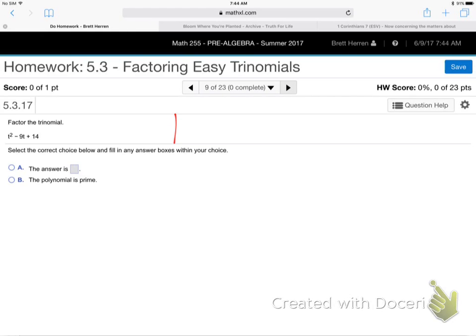All right. T squared minus 9t plus 14. Something come out really easy at the end. They're buggers, some of them.